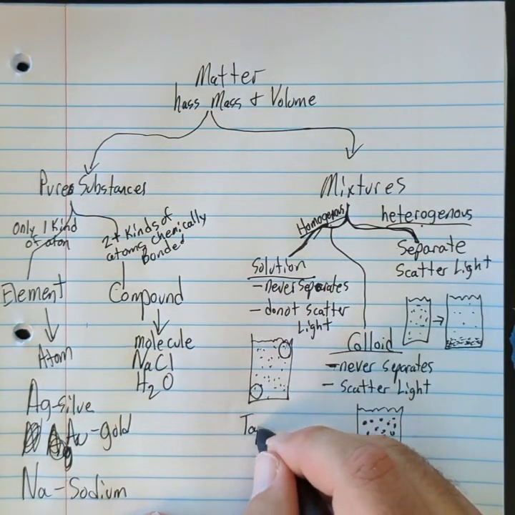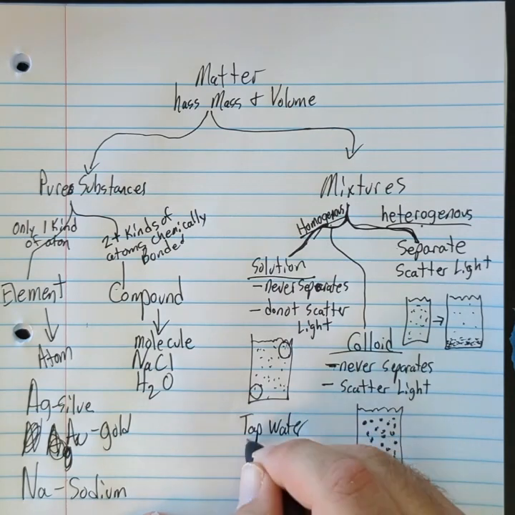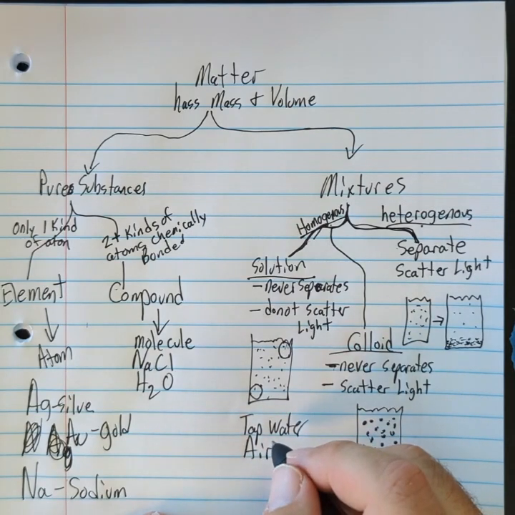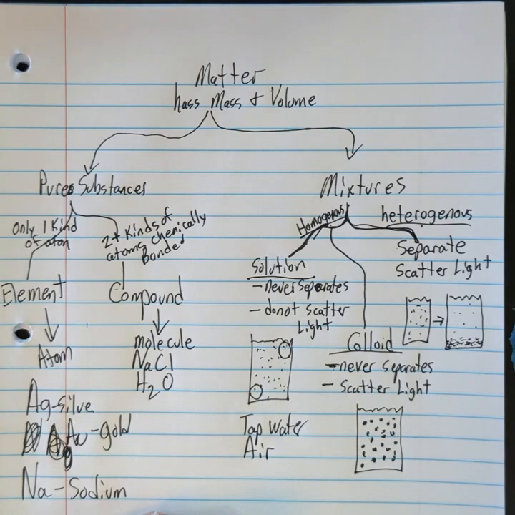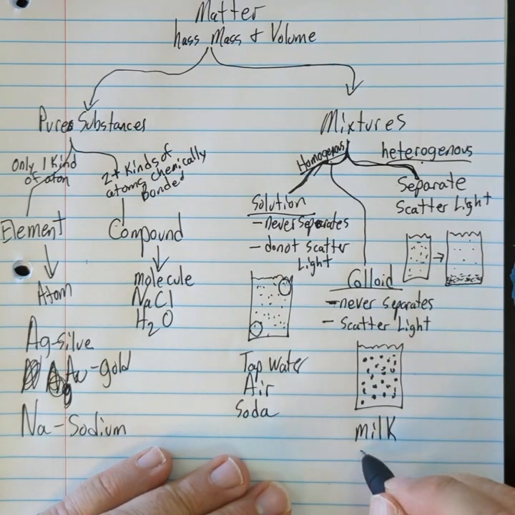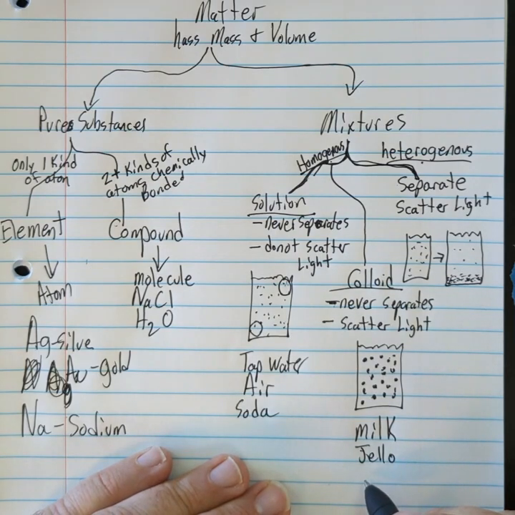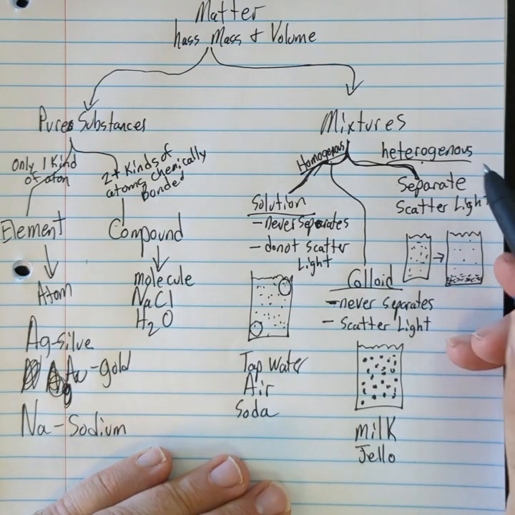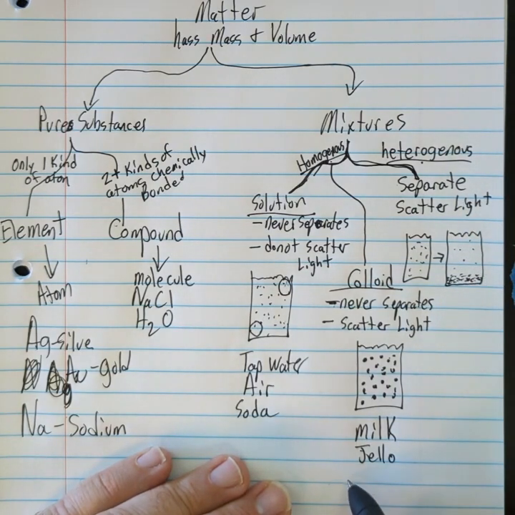Solutions are things like tap water, air, soda. It doesn't have to be a liquid. Colloids are things like milk, Jello. That's all I can think of at the moment. Oh, a latte would be a colloid because the milk doesn't settle to the bottom.